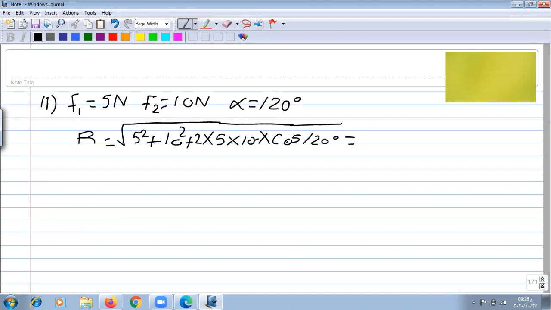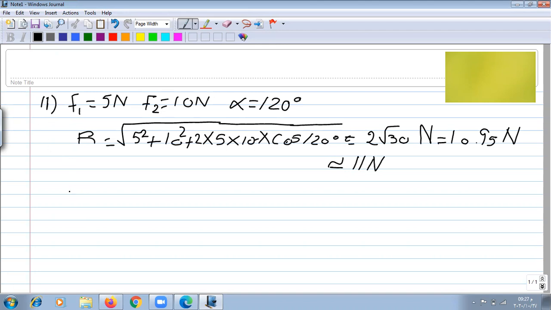The answer is root 30 newtons. If you want it in decimals, it equals 10.935 newtons, approximately 11 newtons. This is the magnitude of the resultant.